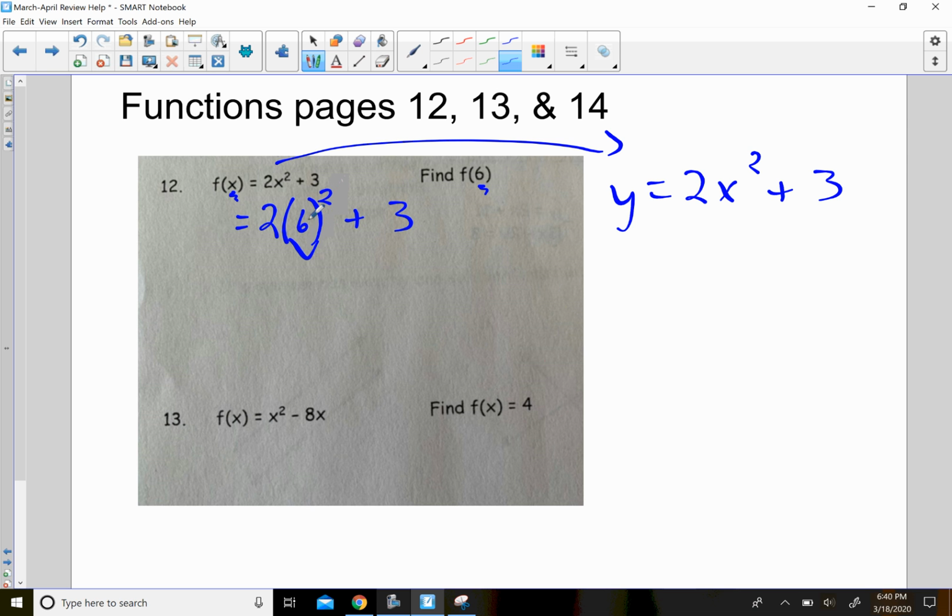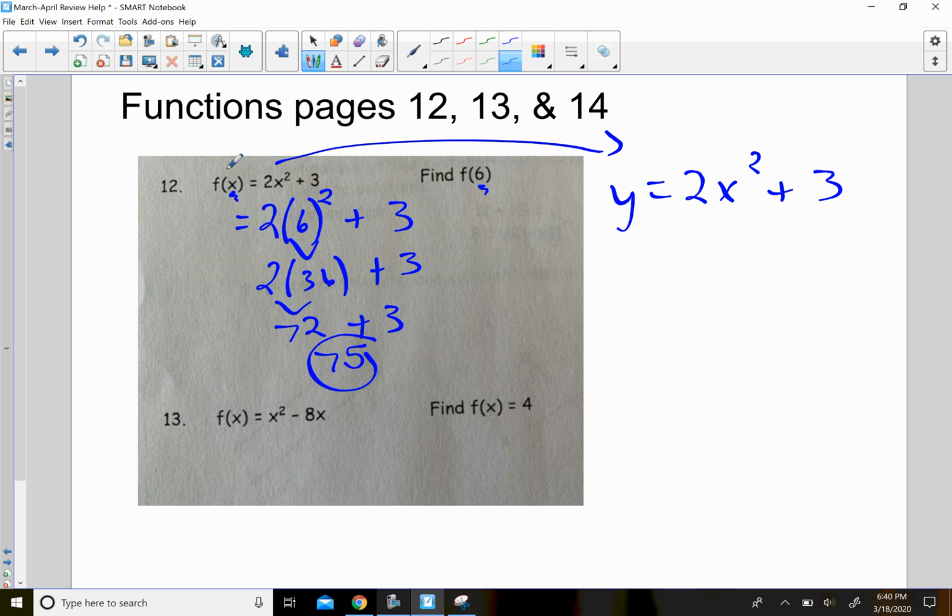So 6 squared would be 36. So 2 times 36 plus 3. So you got 36 times 2, that would be 72 plus 3 more, that's going to be 75. So f of 6 would be worth 75. You take 6 and plug it in for x.